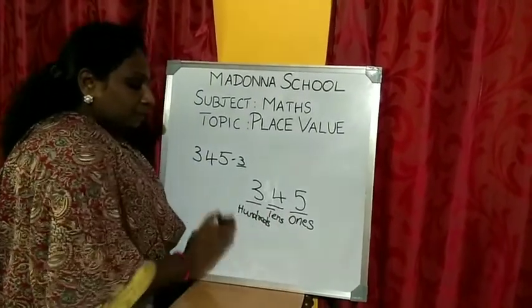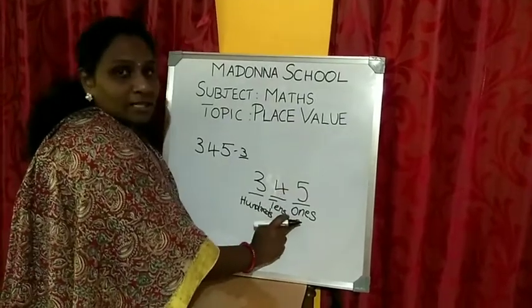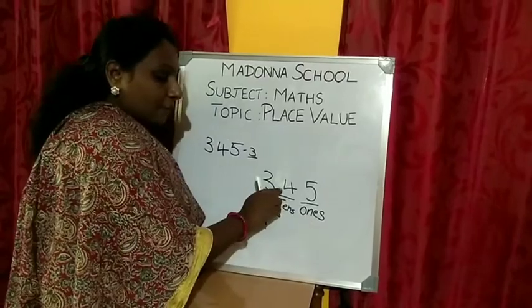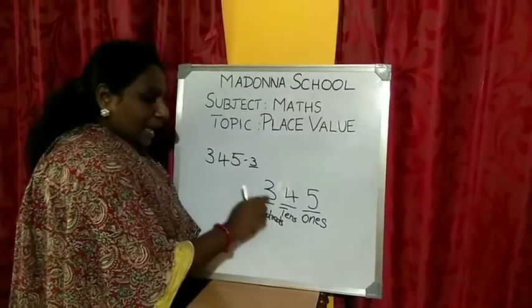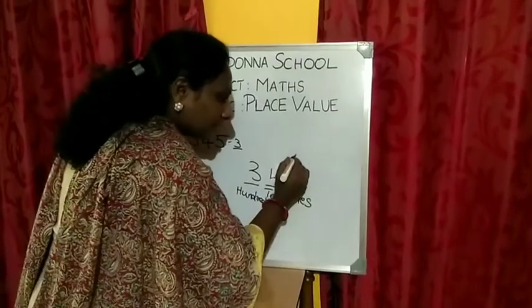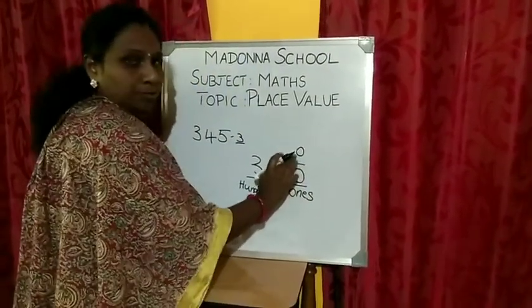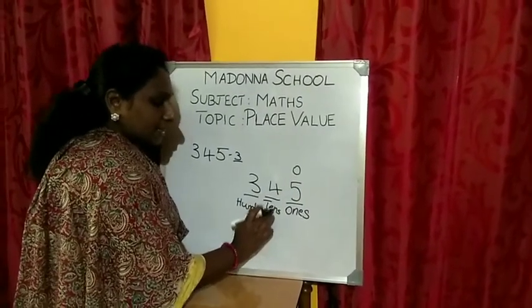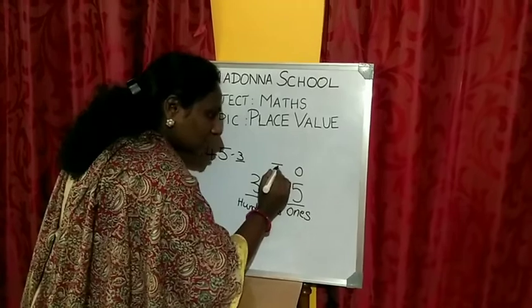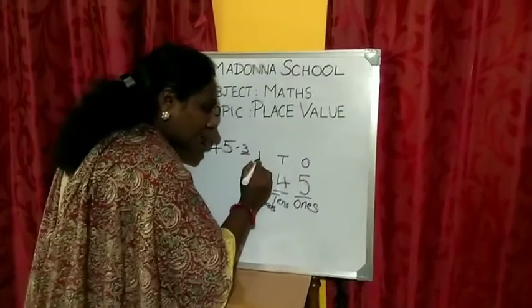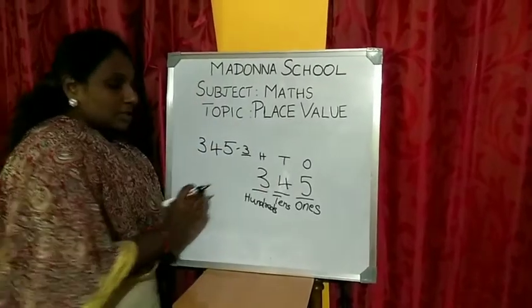In this number, 5 is at ones place. Where is 5? 5 is at ones place. And 4 is at tens place. And 3 is at hundreds place. So, ones, how do we write here? As O. The same way for tens, the beginning of tens is T. So, we write it T. Okay, in hundreds place, we write it as H. Okay, this is how we write it.